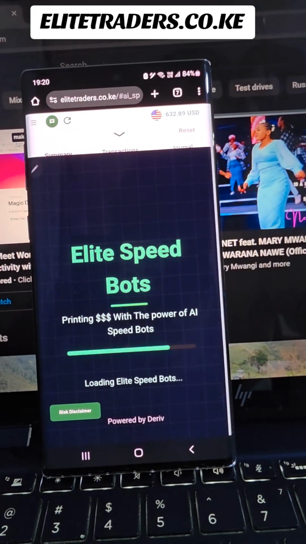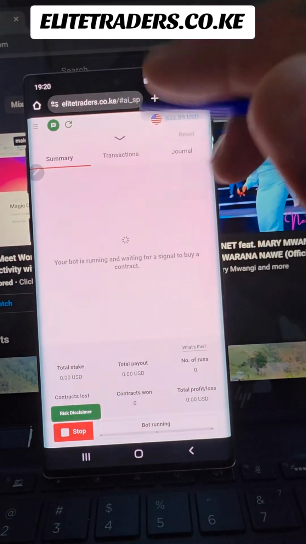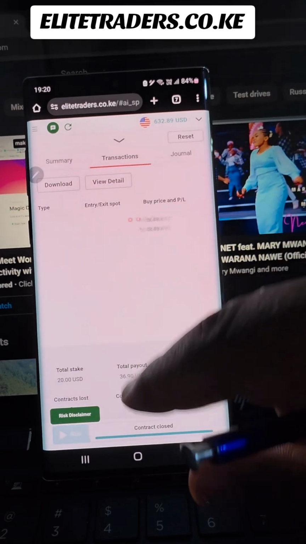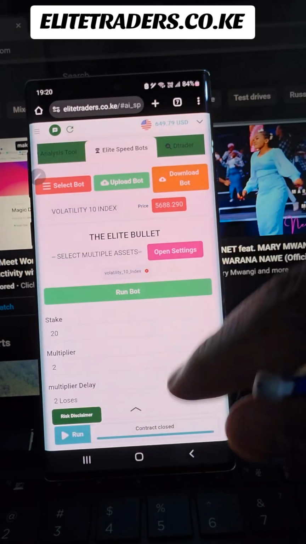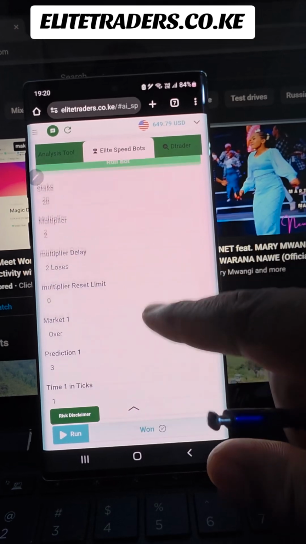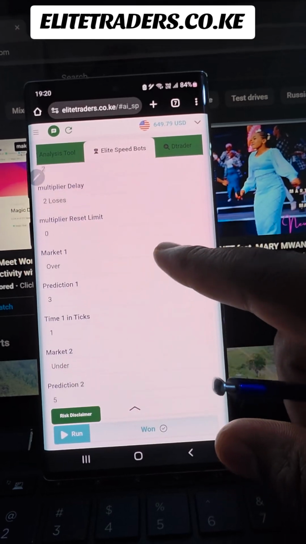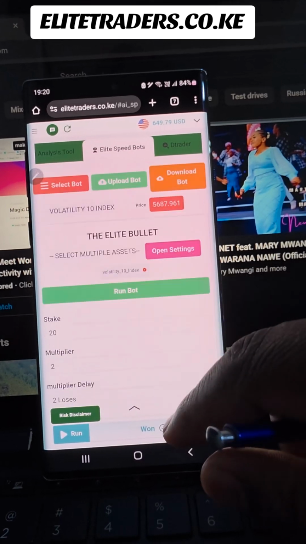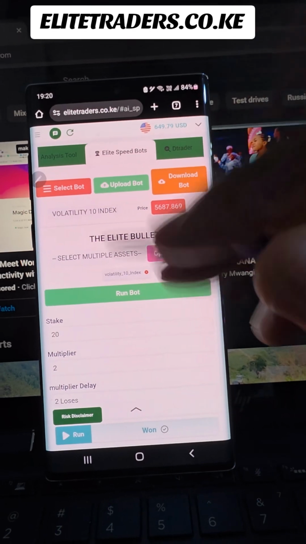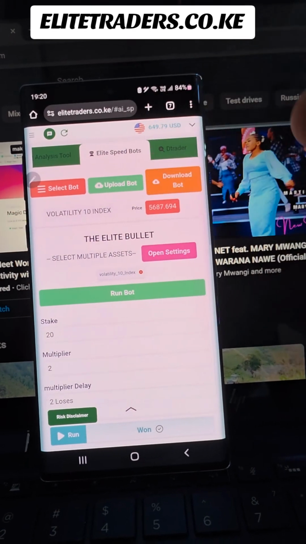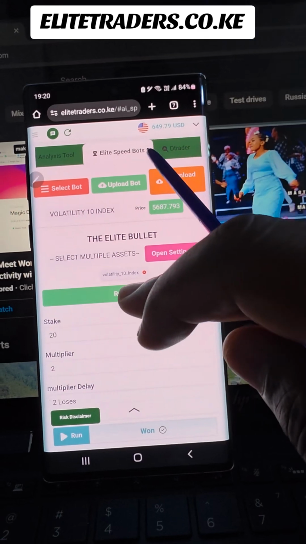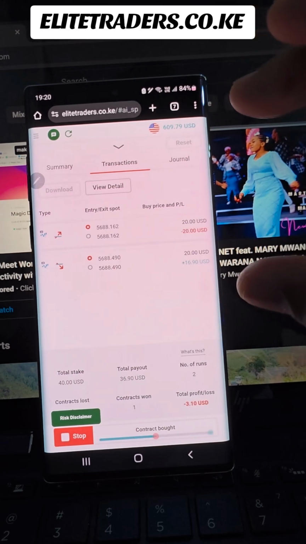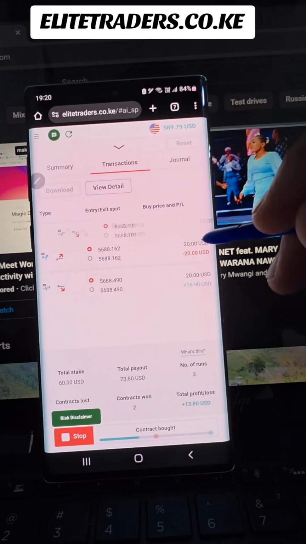The robot took a lot of time before executing, and the first trade had already been executed, which was a win. Let me confirm again. The moment you do your trade setup, make sure you don't take so long before you execute, because if you take so long before you execute, it will automatically refresh. I have already started my execution and the trade is a loss.